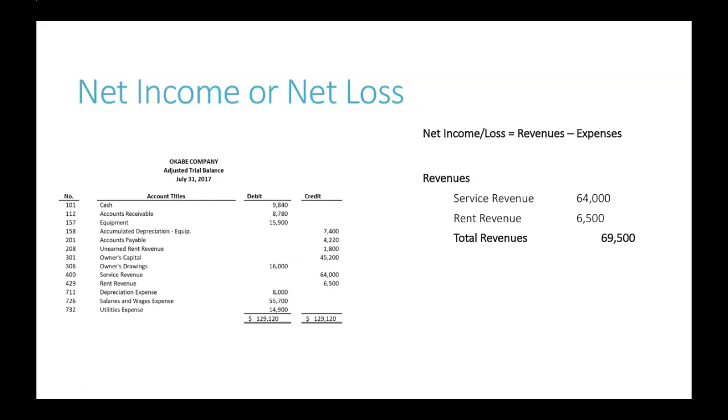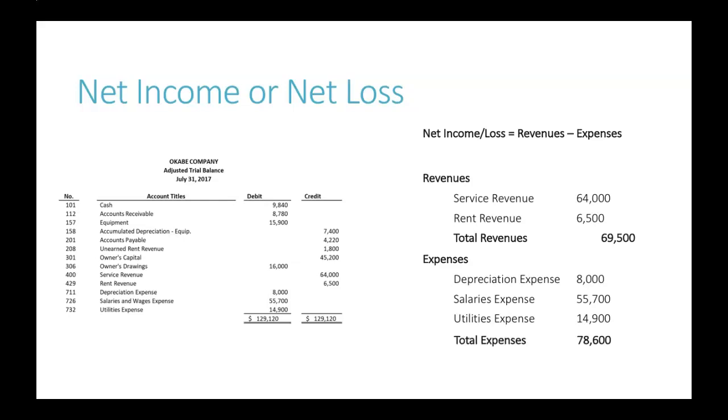Now we can figure out our expenses. So we take a look over at our adjusted trial balance and we see we had depreciation expense of $8,000. We had salaries and wages expense of $55,700. And we had utilities expense of $14,900. So we had those 3 expenses, $8,000, $55,700, and $14,900. So your total expenses, if you add up those 3 amounts, are $78,600.